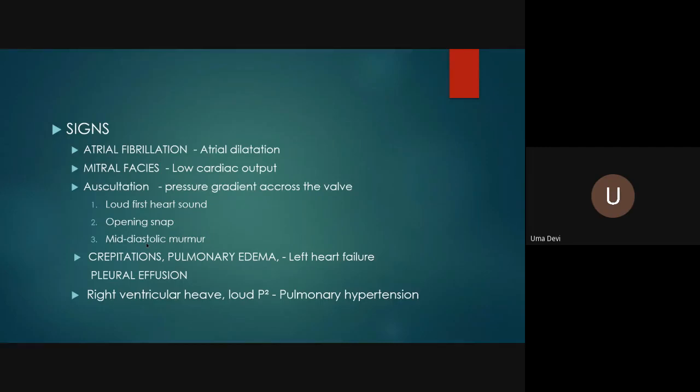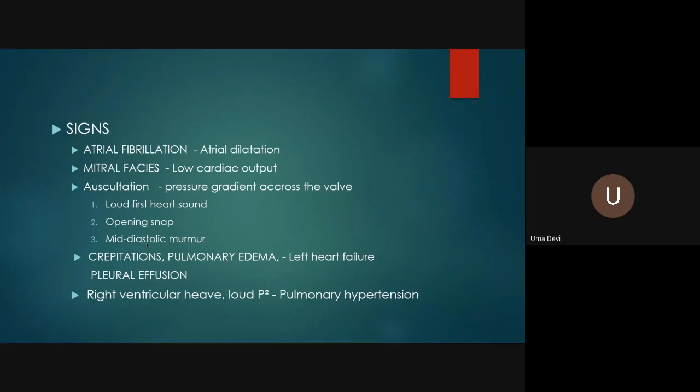Now, why do you have a loud first heart sound? Due to increased velocity or forces that open and close the valve, ma'am. Yeah, it is like a door that comes and bangs when the wind is blowing. When it comes from a long distance, it makes a big sound. The opening snap is heard because the stenosed valve suddenly opens up.